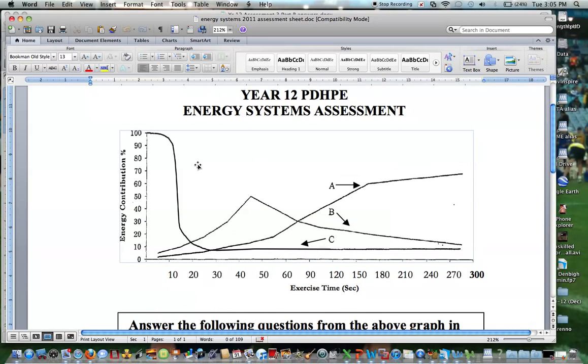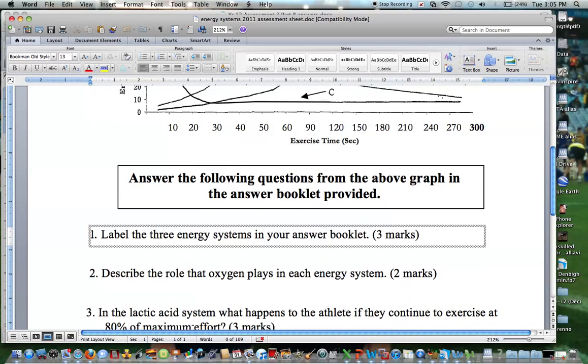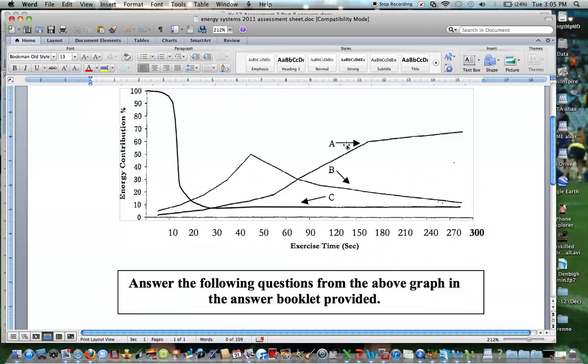Part B of the assessment for Year 12 for Assessment 3 was to look at this graph and then to go through and be able to answer a series of questions that relate to the graph. So the first one was to, as it says here, label the three energy systems. We know that A, because of its slow start and slight increase, is going to be the aerobic system.